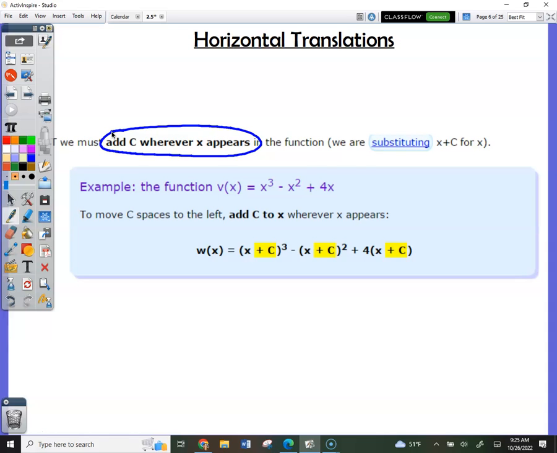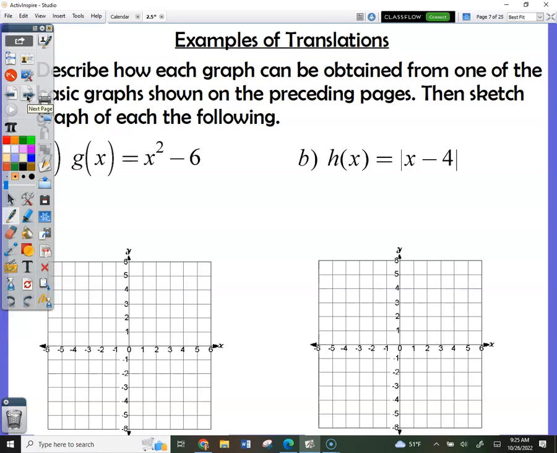Before the bell rings, look at this one and just say it to me out loud. That is what mother function? And where's it going? It's going down 6. Notice it's not in brackets or parentheses, so this is just going down 6. That is the mother function of an absolute value. It is inside, so it's backwards from what you think. You think left 4, but it's actually right 4.